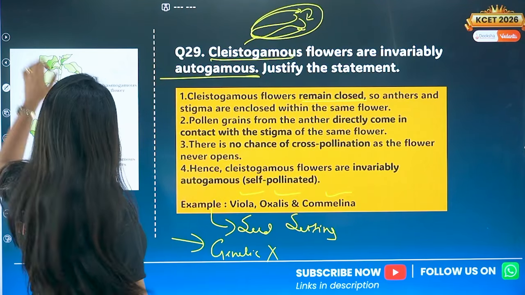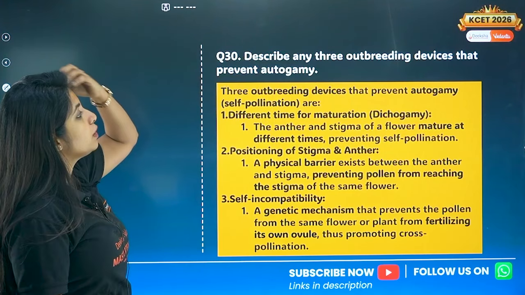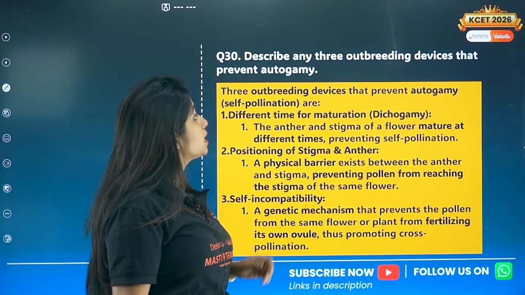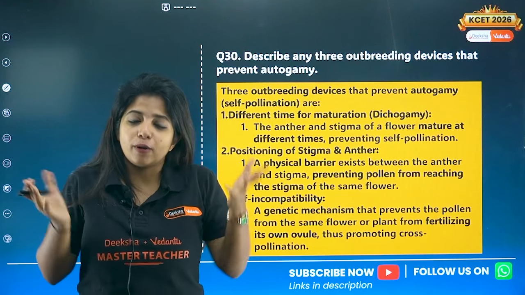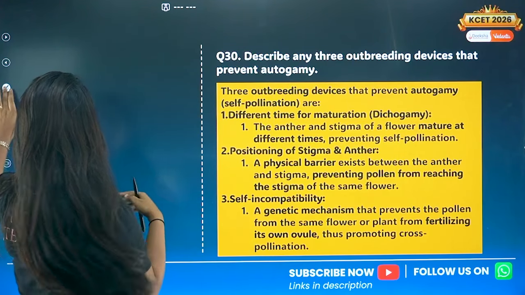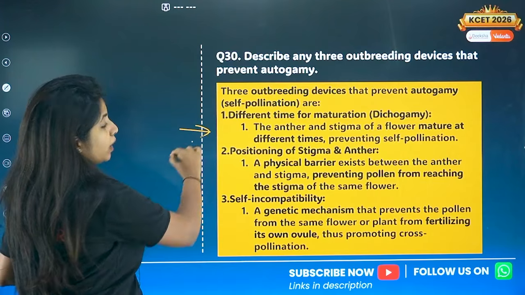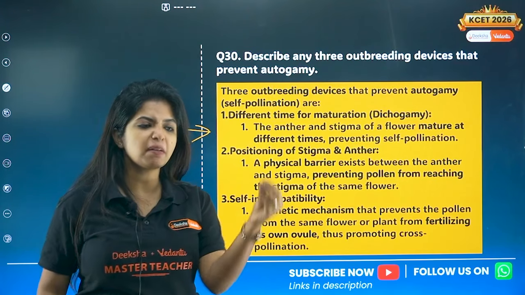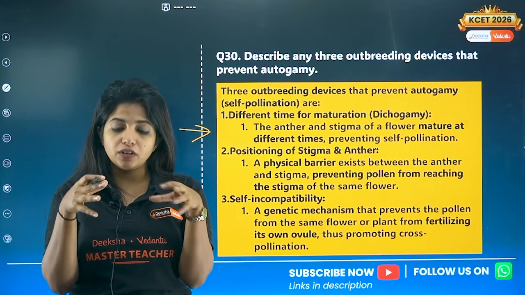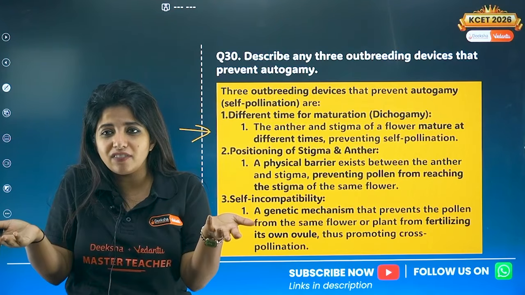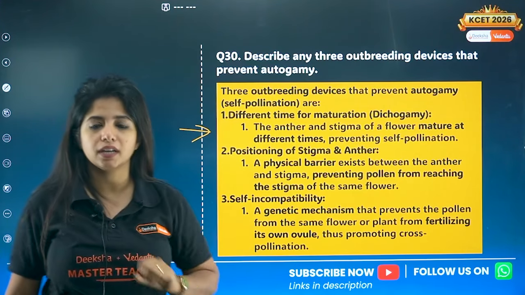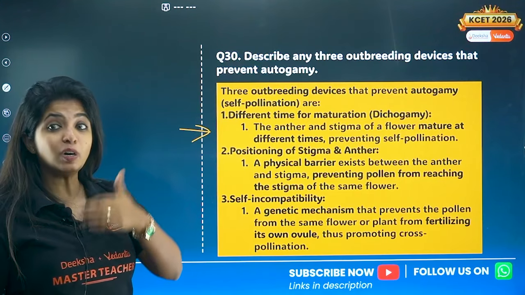Okay? Cool. Next question. Describe any 3 outbreeding devices that prevent autogamy. Okay, so we do not want self-pollination to happen. What can be done? There are 3 different ways where plants avoid it, because why? It causes inbreeding depression. That means the same type of gametes, whatever toxic traits were there in the parent are there in the progeny also, then the progeny dies because it does not have any good trait. That is known as inbreeding depression.